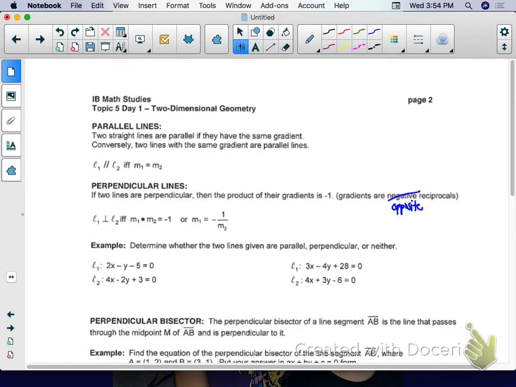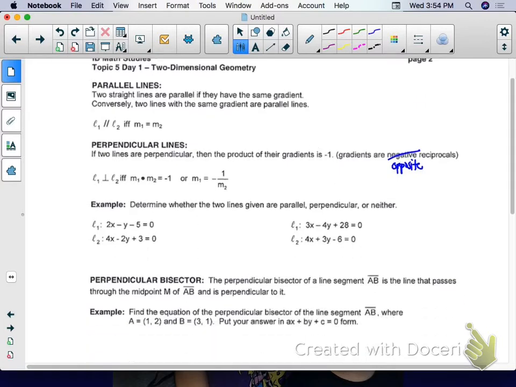Okay. So for example, determine whether the lines here are parallel, perpendicular, or neither. I need to think about what the slope is first. So both of these equations, I need to think about them being in slope-intercept form, or gradient-intercept form. So here, I want them to be equal to y. So 2x minus 5 is equal to y. My slope would be 2. In this case, 4x plus 3 is equal to 2y. Divide everything by 2. 2x plus 3/2 is equal to y. m is equal to 2. So since they are both 2, these would be parallel.